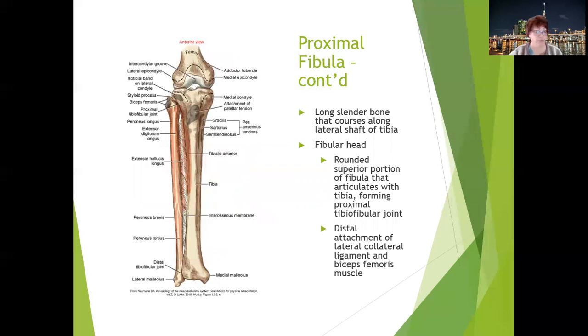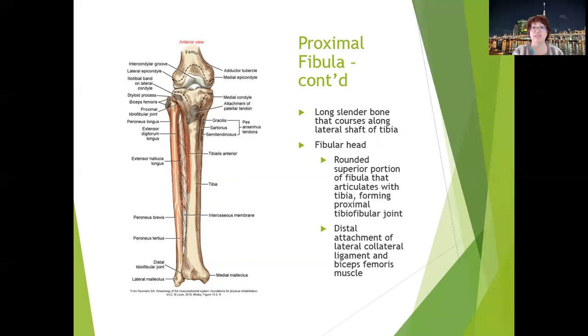So the proximal fibula: I don't have a fibula on me right now, but there's a diagram of one here. The fibula is the long, slender bone that courses along the lateral shaft of the tibia. While the tibia is the main weight-bearing bone, the fibula has its role to play as well, particularly at the ankle joint, but it's an important attachment at the knee joint for some pretty important muscles and ligaments. The fibular head is the rounded superior portion of the fibula that articulates with the tibia, and it forms the proximal tibiofibular joint.